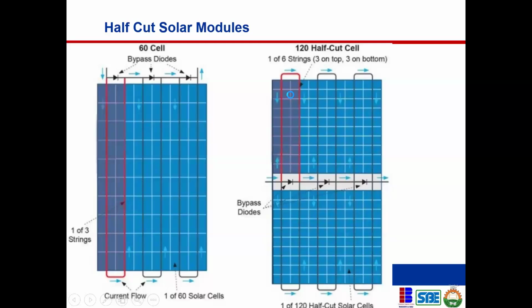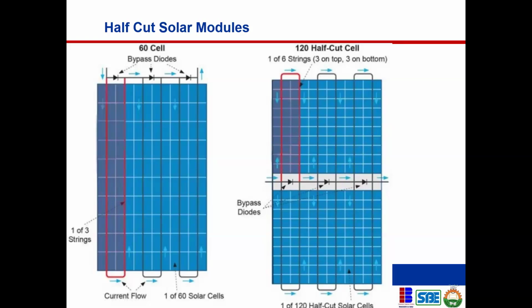But imagine when you have this kind of arrangement, you have a half cut, and this half cut is also further divided into 2 in the module, right? So if there's a shading on one of the panels, it's only going to affect a fewer number of the cells, as opposed to when you have the conventional module that is not half cut. Okay.